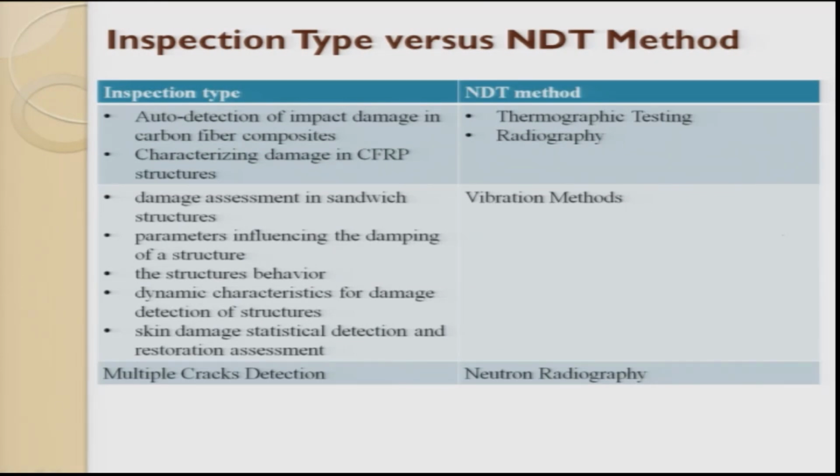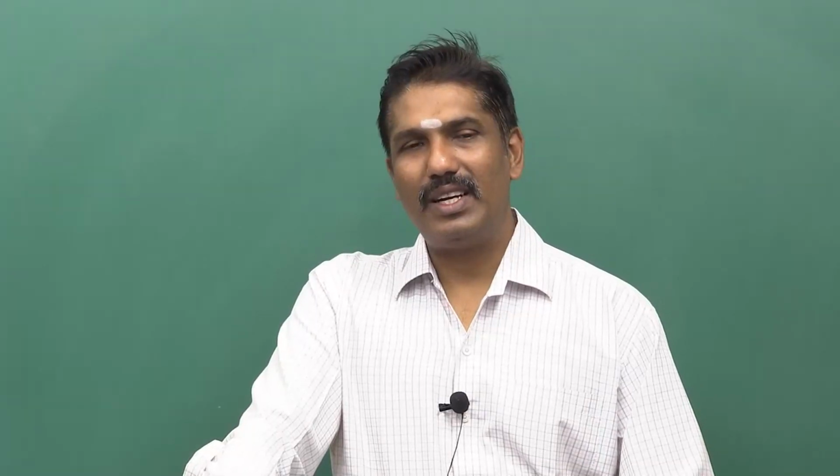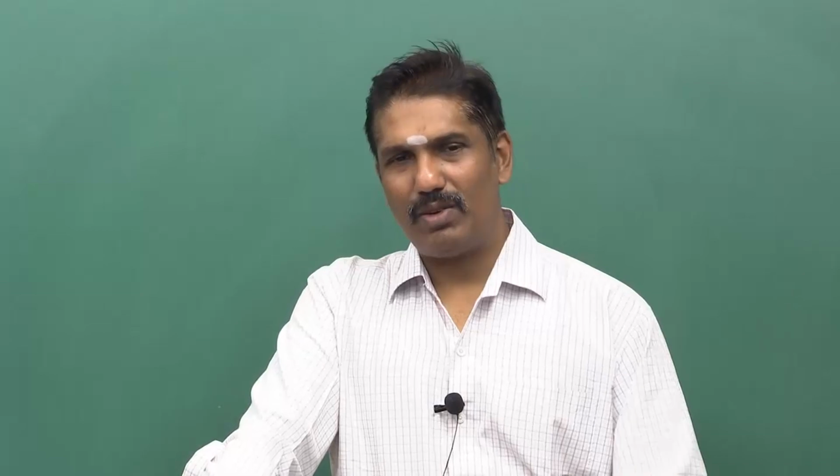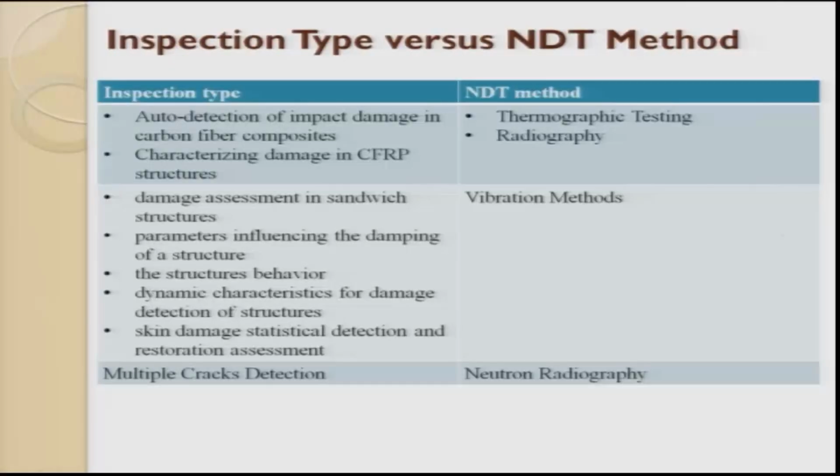And the other thing is, people have smartly cross correlated, that is, they have established an indirect way of assessing the damages. If the damage is so much, this will be the amount of deterioration in strength properties. They have done cross correlation and found out. Now, by knowing the defect, they can quickly assess and tell what will be the deterioration in the mechanical properties. The auto detection of impact damage in carbon fiber composites and characterizing damage in CFRP carbon fiber composites can be done by thermographic and radiography images.